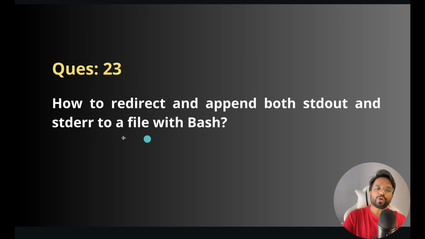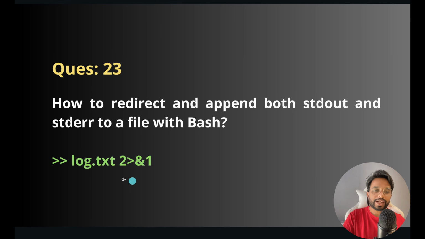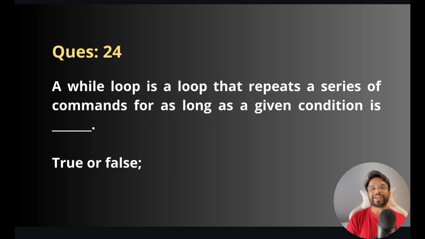Question number 23. How to redirect and append both stdout and stderr to a file with bash? In simple words, how can you redirect the standard output or standard error produced by your script to a file? We can simply use it like this. This is what we use for appending to a file. Let's say you are writing logs in a log.txt file, but you are redirecting both the error produced and the normal standard output. So you have to use it like this, 2 greater than and 1. Question number 24.